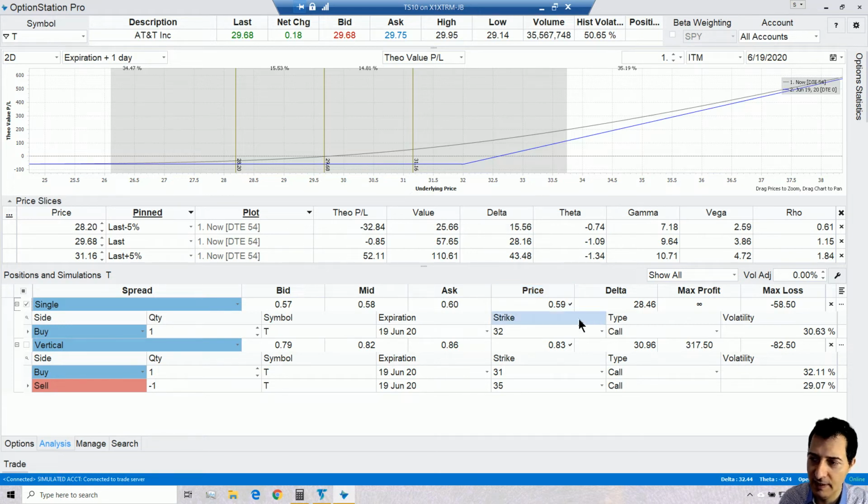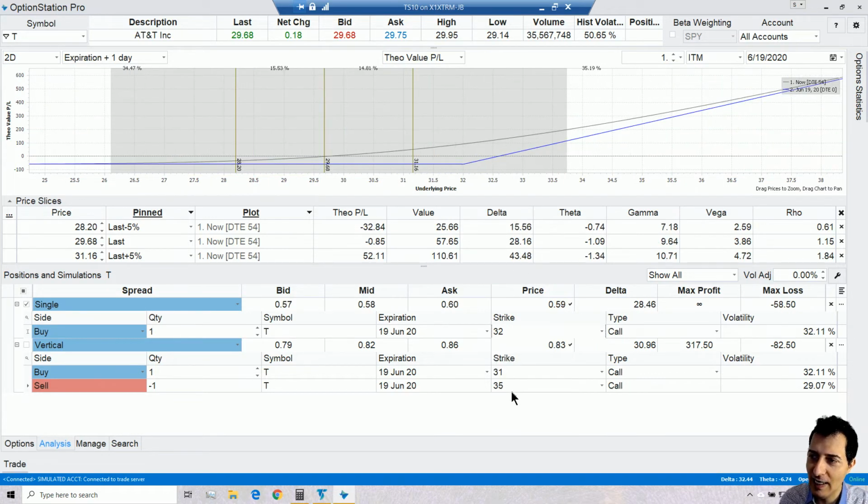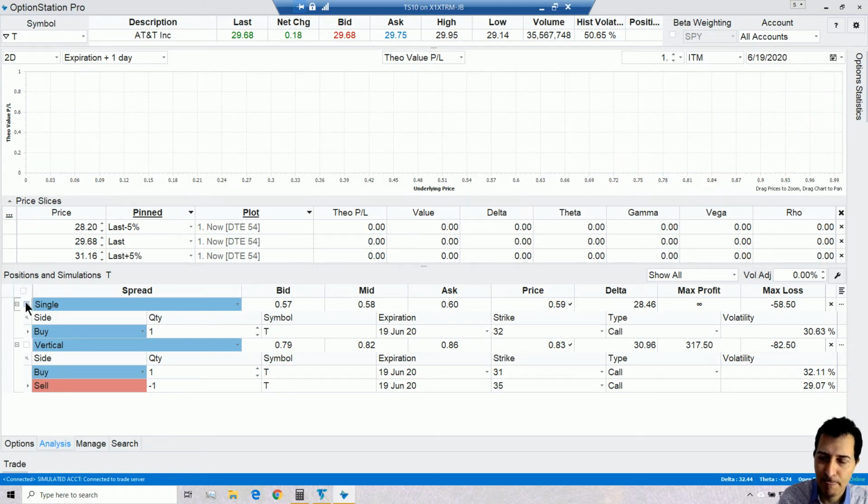Out of simplicity, let's make it 31. The thing is that it's too much, so I'll leave it as 32. So 32, it's 28. Let's pretend it's 30. So in other words, let's pretend buying the 32 call is exactly equivalent to buying the 31. Selling the 35 is not exactly equivalent, but delta-wise, let's pretend it is.